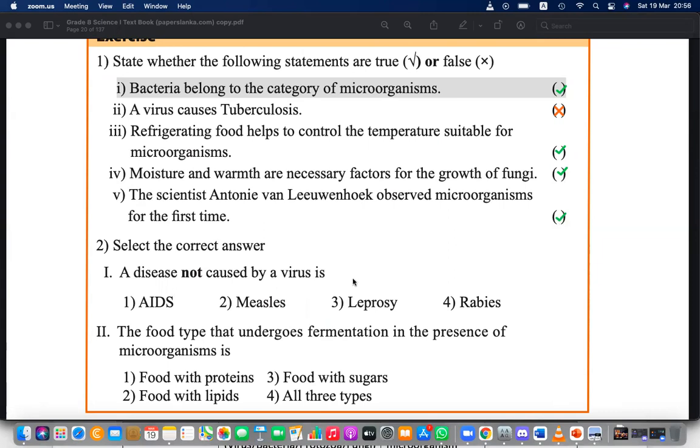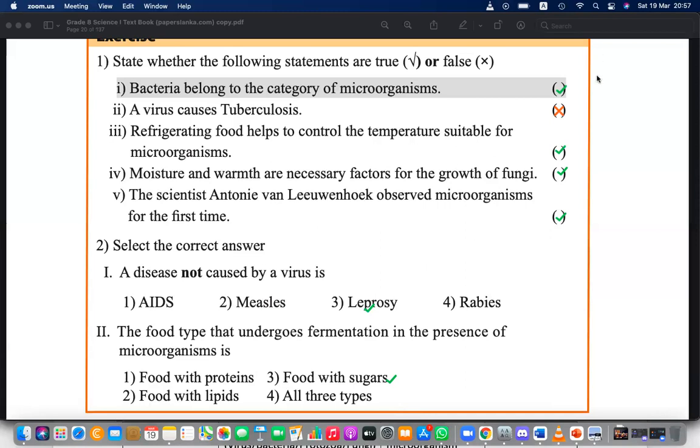A disease not caused by a virus is... AIDS is a virus. Measles is a virus. Is it rabies or leprosy? Leprosy, yes, correct. Rabies is also a virus. Leprosy is a bacteria. The food type that undergoes fermentation in the presence of microorganisms: is it proteins, lipids, sugar, or all three? Food with sugar, yes. Mostly food with sugar, correct.